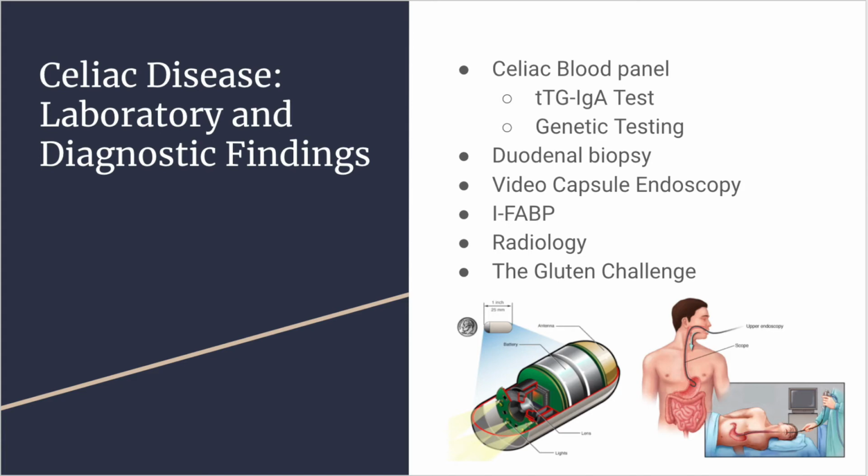An IFABP, or intestinal fatty acid binding protein test, can be conducted. IFABP is a cytosolic protein released when cellular damage occurs in the systemic blood circuit and can indicate unintentional gluten intake. Radiology may be used to find any indication of the presence of celiac disease, such as small bowel dilation, wall thickening, vascular changes, or other indicators.